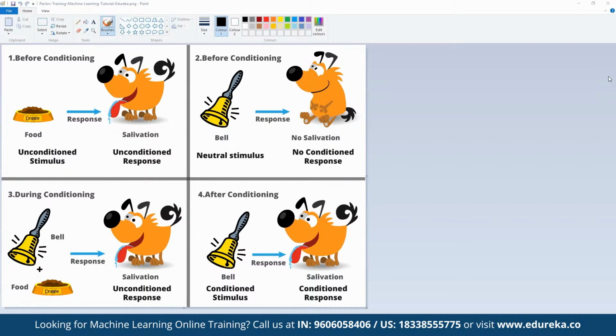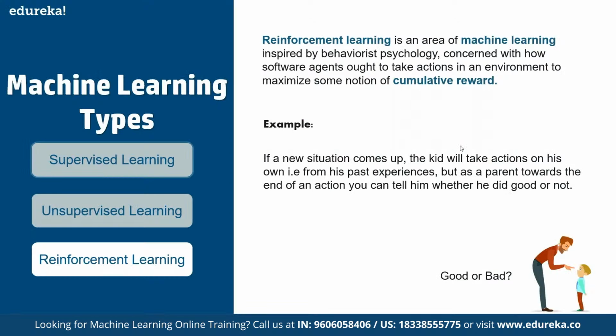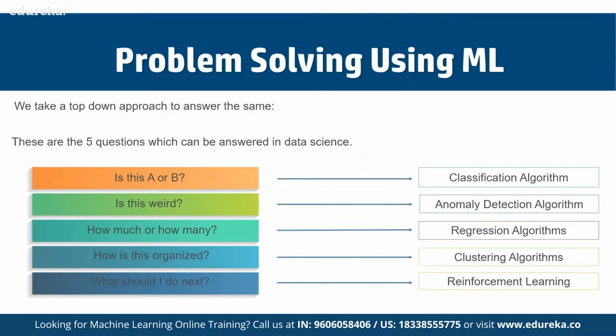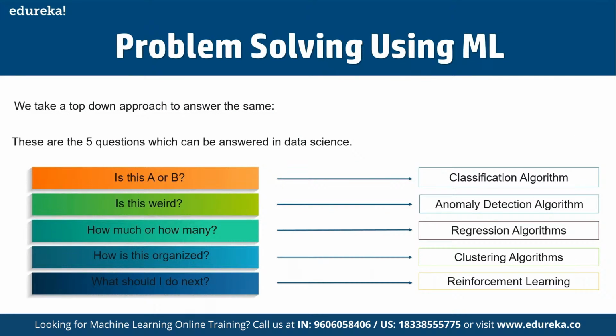Now let's talk about problem solving using ML. Here we have multiple algorithms that we make use of as part of the three main machine learning model types we discussed. We take a top-down approach to answer this. These are five questions which can be answered in data science: Is this A or B? Is this weird? How much or how many? How is this organized? And what should I do next?